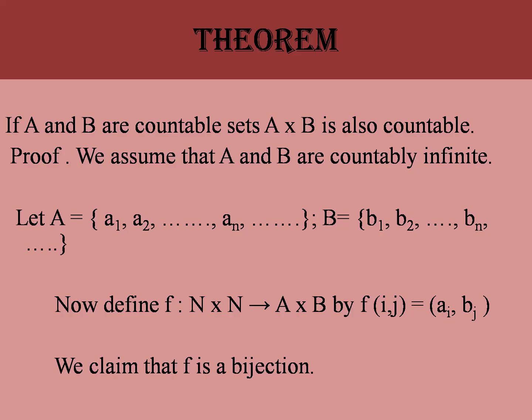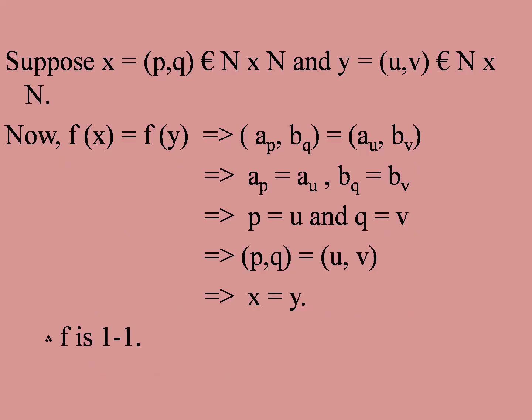If I take (1, 2), that is i equal to 1, j equal to 2, then f of (1, 2) equals (a1, b2). So our aim is to prove f is a bijective map. First, the one-one condition: if the images are equal, then the pre-images are also equal. That is, f of x equal to f of y implies x equal to y; then f is one-one. So first we choose two elements x and y in N cross N. So x equal to (p, q) belongs to N cross N and y equal to (u, v) belongs to N cross N. So we assume the condition f of x equal to f of y.